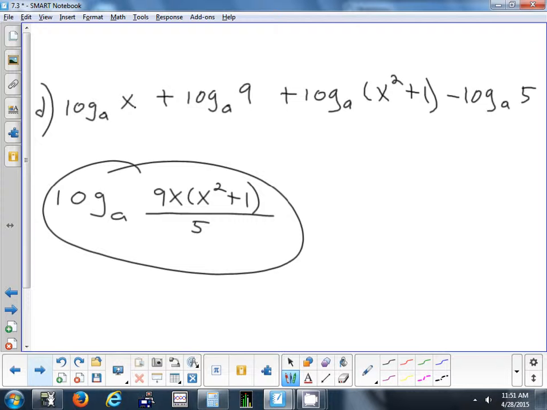Any question on how we did that? Okay, if you wanted, you could distribute this out. You could write it as 9x cubed plus 9x. I would leave it factored. I think that's fine. Everyone feel okay combining and splitting logs?